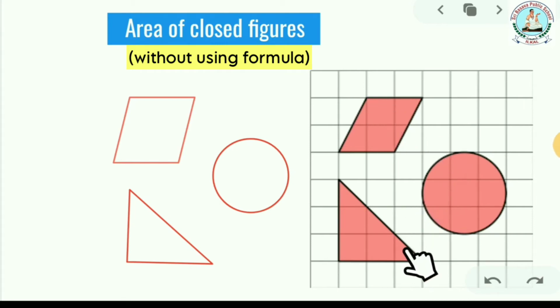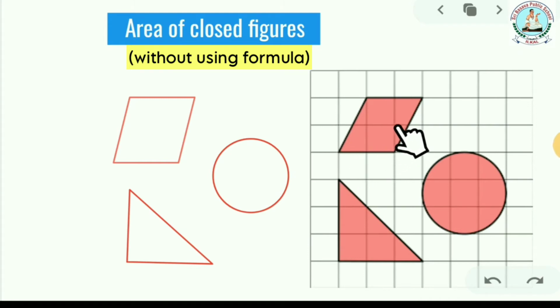Just look here, this is a square which is not completely filled, which is exactly half filled. So such squares are considered as half square centimeter. When you look at this square, it is not completely filled, but it is filled more than half, right? So still this square is considered as 1 square centimeter.